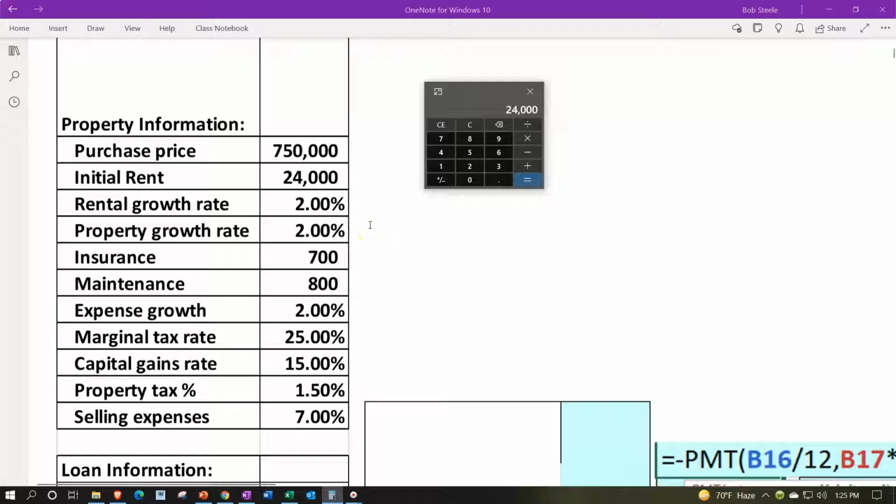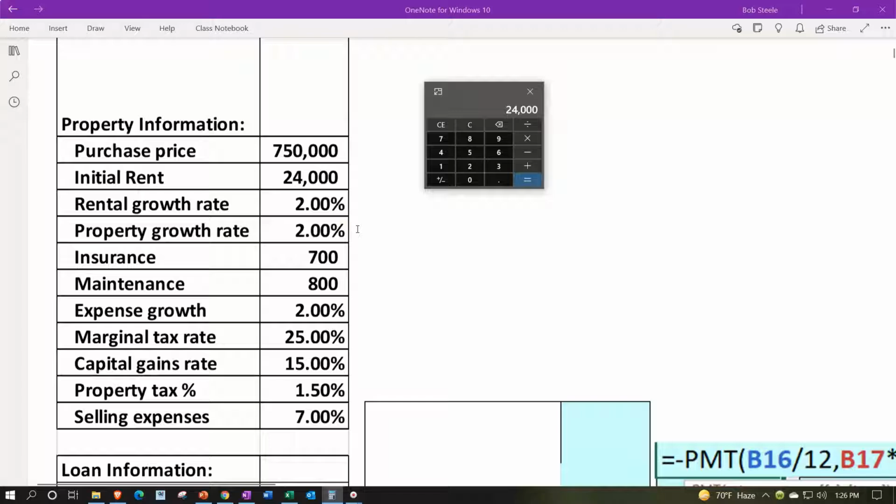And then the property growth rate, we're going to say is 2%. Now, the property growth rate is another confusing factor. You would think it would also go up at least comparably with inflation, but depending on the area you're in, you might be investing there because you think it's going to go up at a higher rate than that. So you could vary the property growth rate. We're going to keep it the same here.